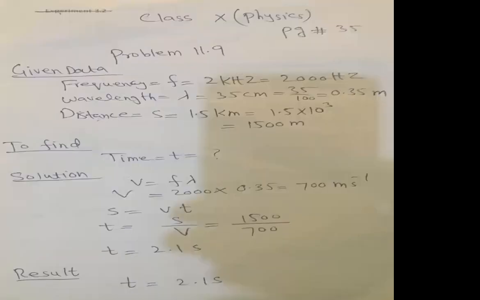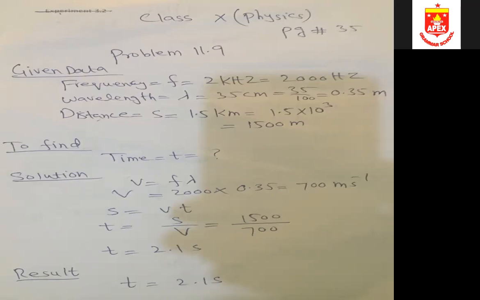Now we move towards the last problem, which is 11.9, again on page number 35 of your 10th class textbook. I read the numerical statement for you. A sound wave has a frequency of 2 kilohertz and the wavelength is 35 centimeter. How long will it take to travel 1.5 kilometer?